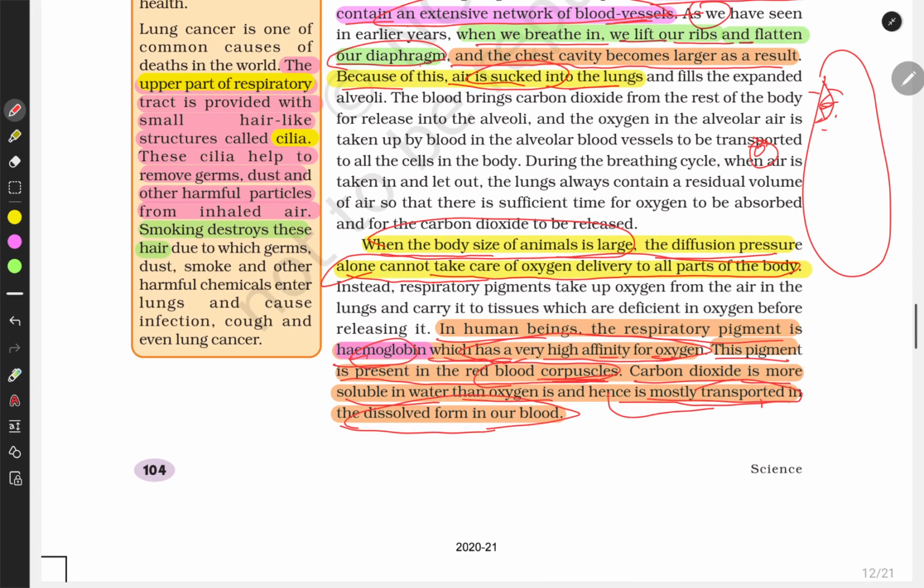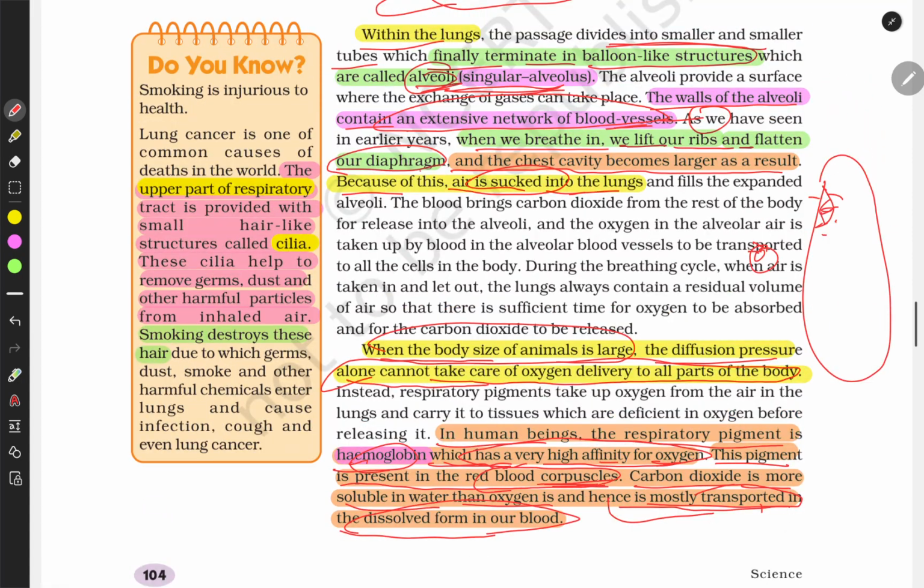Do you know, the upper part of the respiratory tract is provided with small hair-like structures called cilia. These cilia help to remove germs, dust, and other harmful particles from inhaled air. Smoking destroys these cilia.